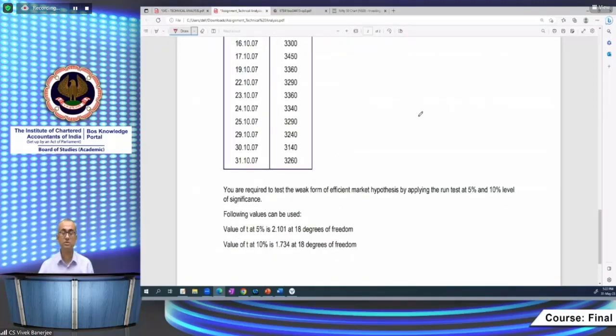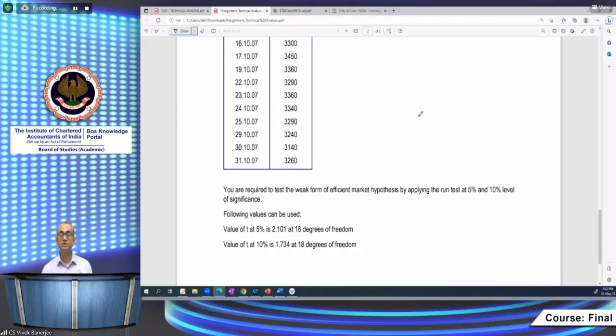I will give you this question again. You have to apply the run test at 5% and 10% level of significance. Level of significance means that the efficiency is judged at this level, whether the market is efficient or not, at this level it can be estimated. So it can be calculated at 5% and 10%.